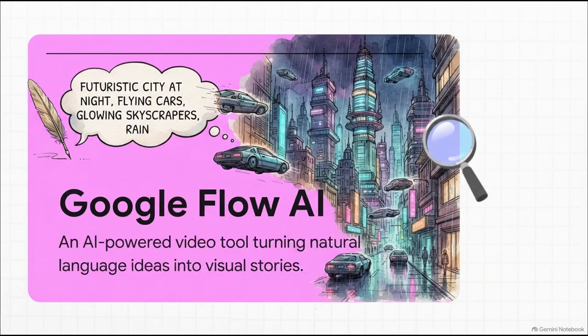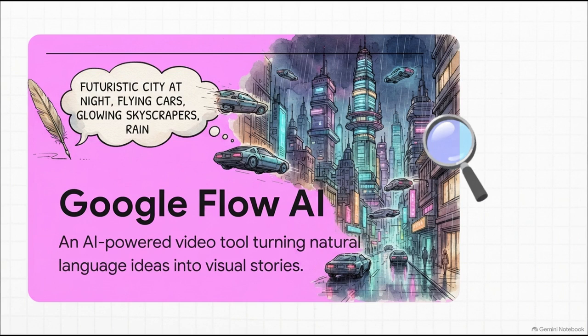So, what exactly is it? Well, Google Flow AI is basically an AI-powered filmmaking and video creation tool, and it's designed specifically to help creators turn natural language concepts into rich visual stories. Think of it as your ultimate new creative co-director. Instead of starting with a camera in your hand, you're starting with your words.